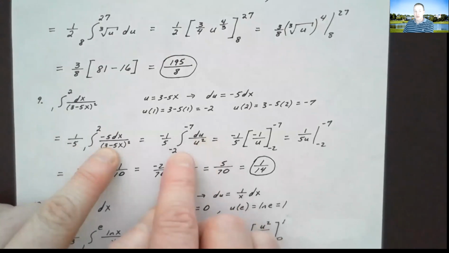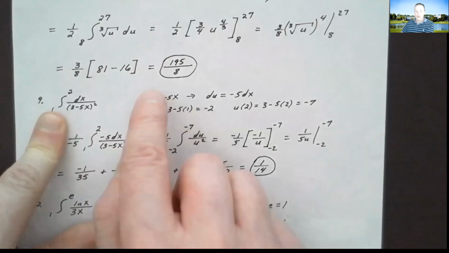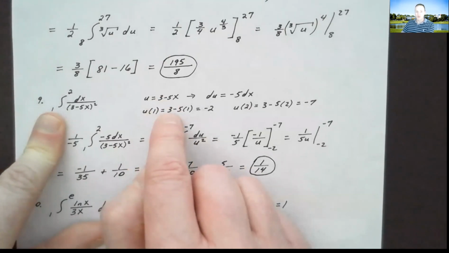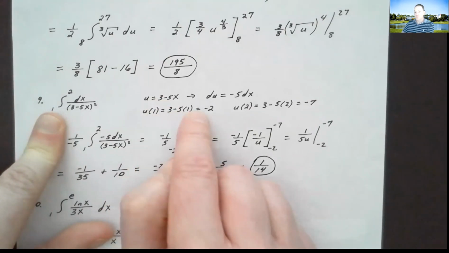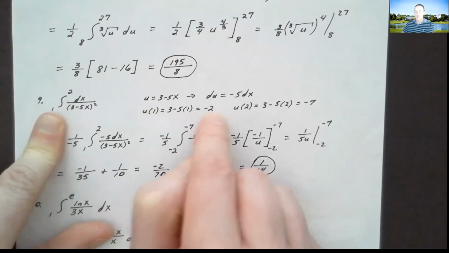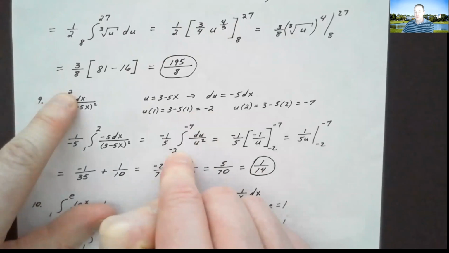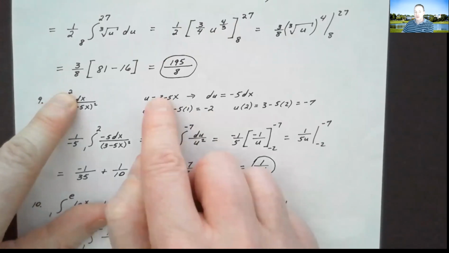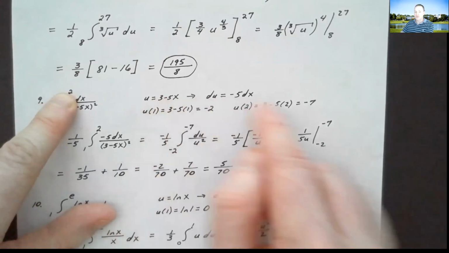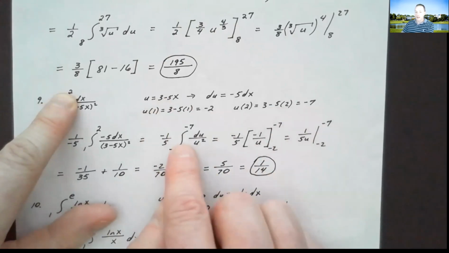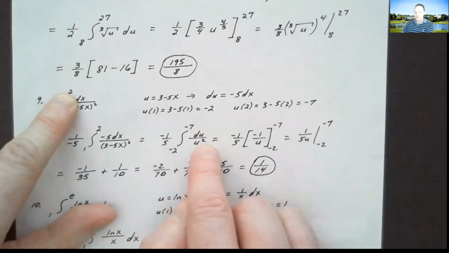My limits of integration, I plug 1 into my formula for u. U of 1 is going to be 3 minus 5 times 1. That's 3 minus 5 is -2. My lower limit of integration is -2. My upper limit of integration is when you plug in a 2. That's going to be 3 minus 5 times 2. Well, that's 3 minus 10 is -7. We're integrating from -2 to -7 of this function.